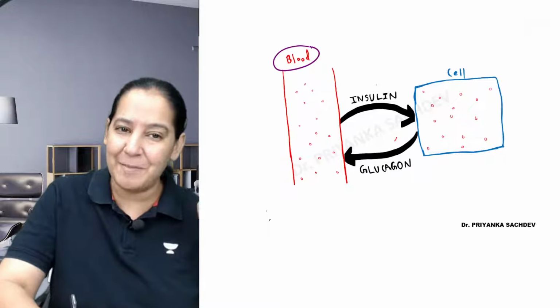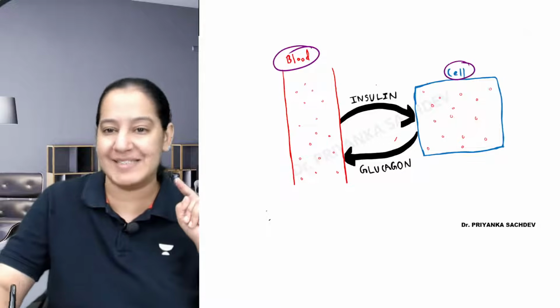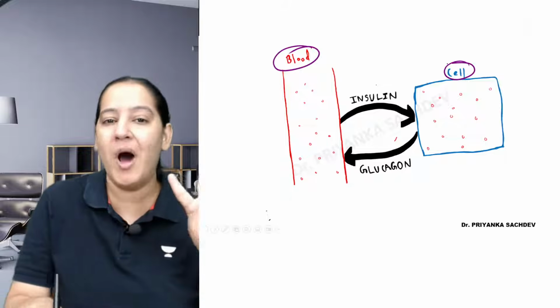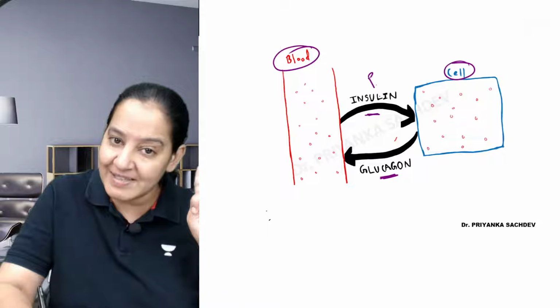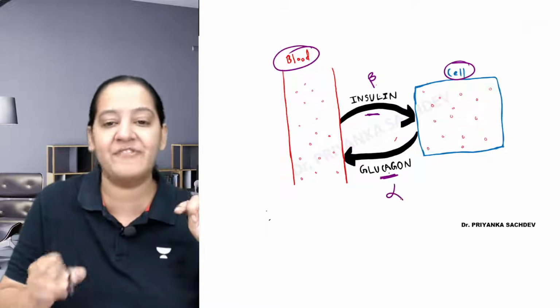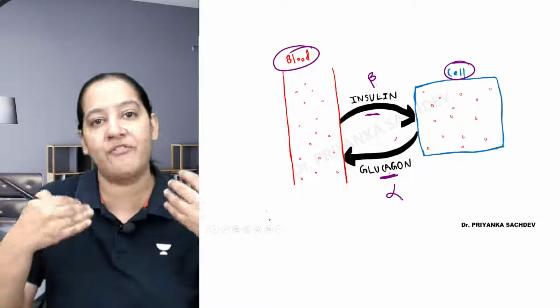On one side I have drawn a blood vessel. On the other side I have drawn a cell, right? Now I have drawn 2 hormones here, the insulin and the glucagon. So insulin is secreted by beta cell of pancreas, glucagon is secreted by alpha cell of pancreas of the islet of Langerhans.